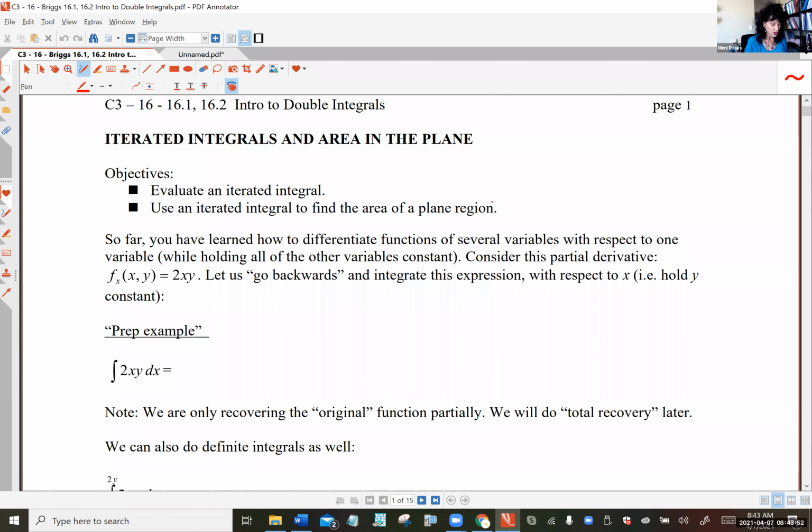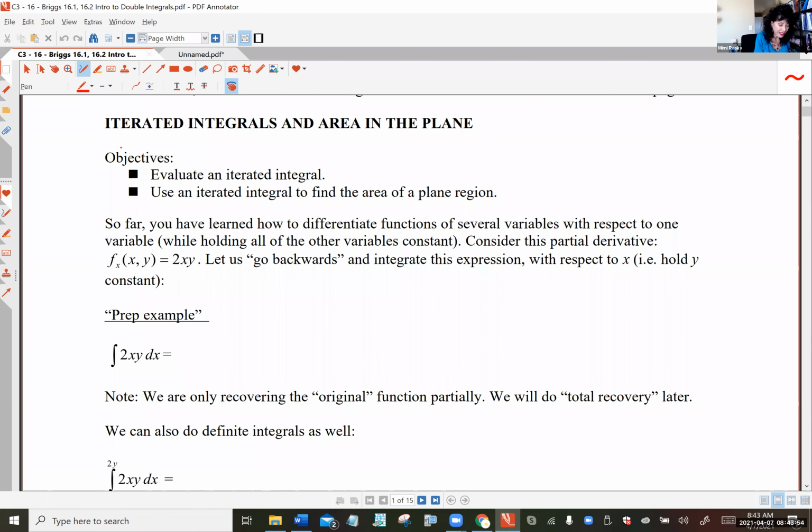Okay, so you're going to learn what an iterated integral is. That's fancy schmancy talk for multiple integrals. And we're going to look at one application of a double integral, finding area in the plane. But there's many, many, many applications that you're going to be responsible for as the course progresses and finishes up. So this is just a taste of one little baby application for you.